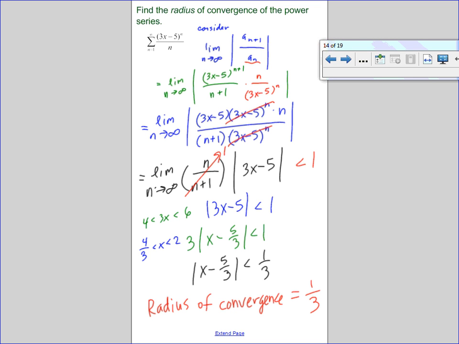And then what's the difference between 4/3 and 2? Well, that's 2/3, which is the length of my interval of convergence. So my radius of convergence would be 1/3. That's what we got. Cool. Which is a great setup for our next part.